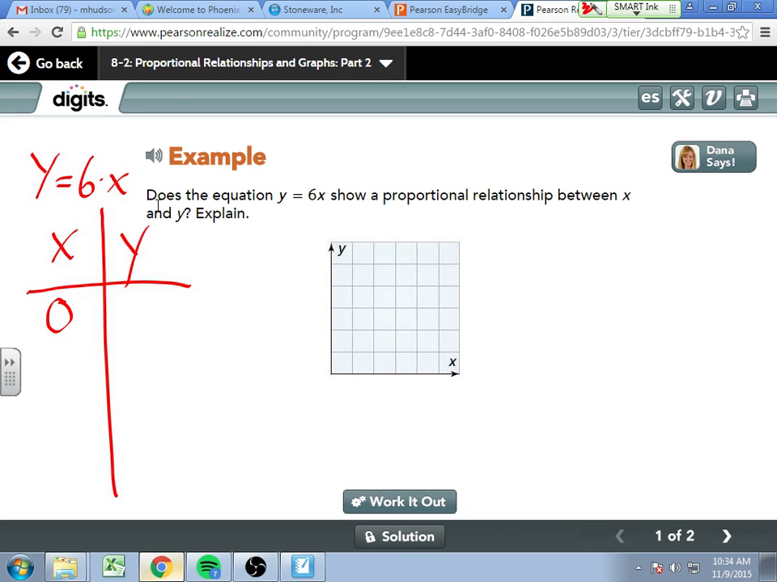So when x is 0, y is 0, because 0 times anything is 0. When x is 1, y is 6. When x is 2, y is 12. When x is 3, y is 18. When x is 4, y is 24. So now when we're deciding the scale of my x and my y axes, x obviously starts at 0 and goes up by 1, which is the easiest thing to do. What about my y though? My scale is undetermined. Jackson?